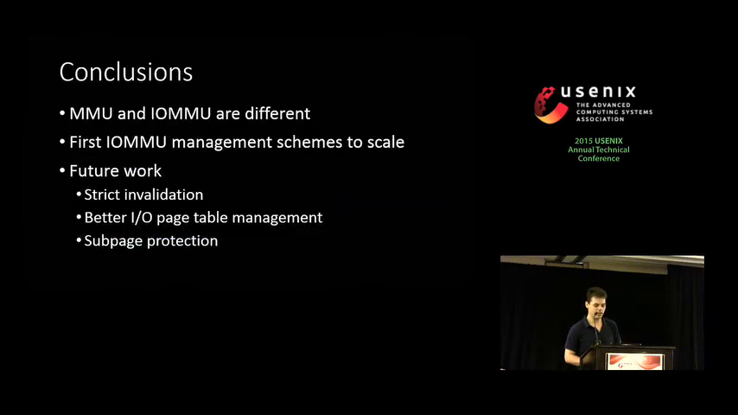To conclude, while MMUs and IOMMUs are quite similar from an architectural point of view, they actually differ quite a bit because of the usage patterns, and we can't really use the implementations for MMUs exactly as they are for IOMMUs as well. And we have introduced the first IOMMU management schemes that actually do scale, and we have tried to compare some of their properties. As future work, we list first getting strict invalidations done in a scalable manner, and managing our page tables better, allowing us to free page tables back to the system while still doing it scalably.